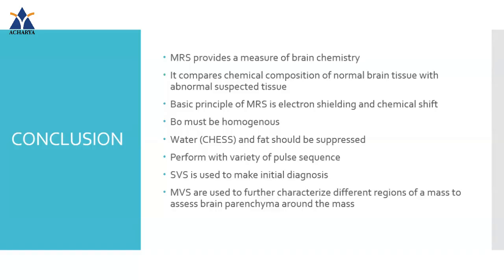So how to acquire a good spectral wave? First, you have to acquire MR images. Then you have to apply saturation bands in adjacent areas to prevent contamination from surrounding tissue. All the voxels should be properly shimmed, and you have to make sure that you are getting data from only the selected area or selected voxel, and all other signal is suppressed so that the final signal does not get contaminated.